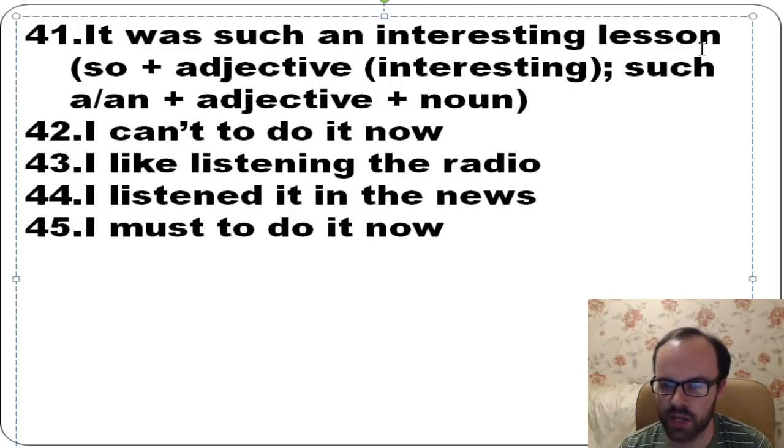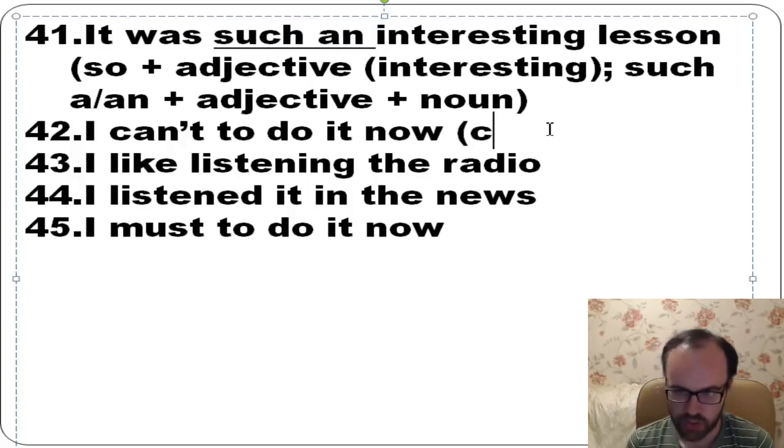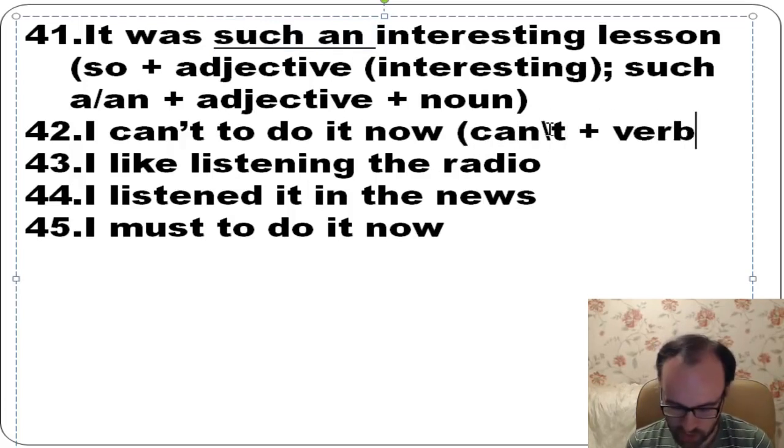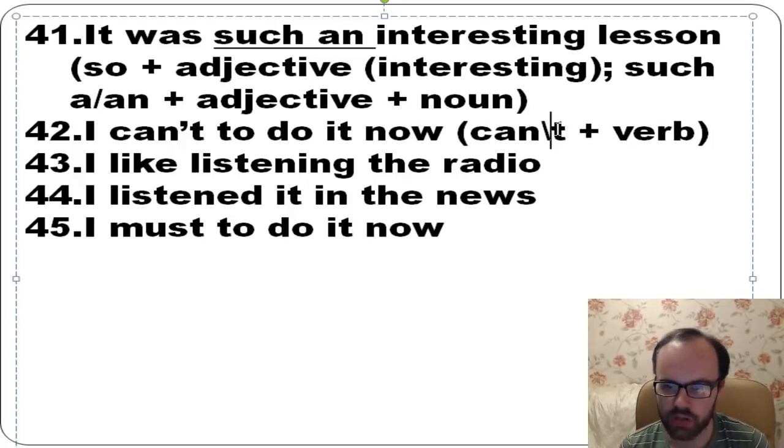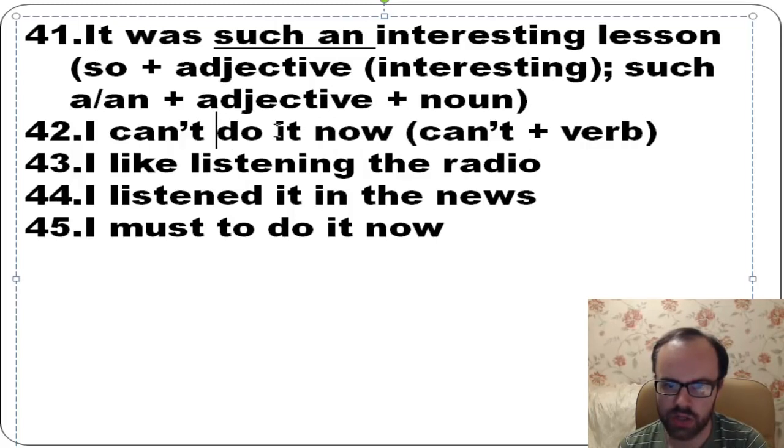So if there is a noun after an adjective, you need to use such. I can't do it now. So it's about modal verbs. So you know that can or can't plus verb. You don't need to. I can't do it now.